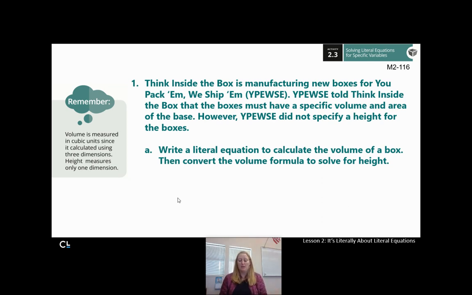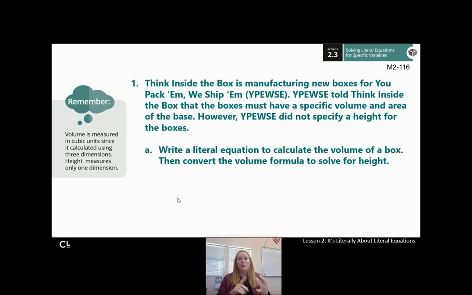So the base had to be a very specific area, which again makes sense because if people have to pick them up, carry them around, you can't have anything too big. It makes it hard to deliver, right? So the problem is this: You Pack 'Em, We Ship 'Em did not specify a height for the boxes. They said, look, it can only hold this much. That's how big the volume can be. And this is as big as the area of our base can be. But we don't care how tall the box is. It should be fine.